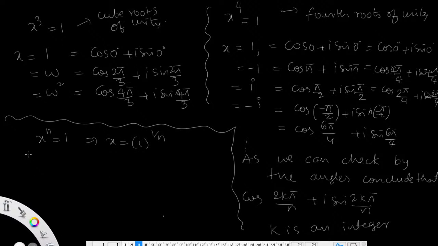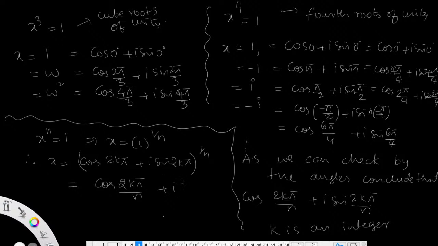So I am writing x equal to cos 2k pi plus i sin 2k pi, for all multiples of 2k pi, and the power becomes 1 by n. This has to be written as cos 2k pi by n plus i sin 2k pi by n, where n is the order. If it is cube roots of unity, the denominators are in the form of 3. If n equal to 4, 2k pi by 4.